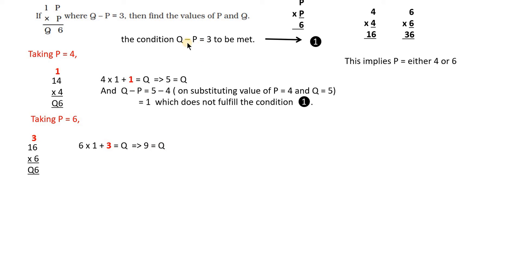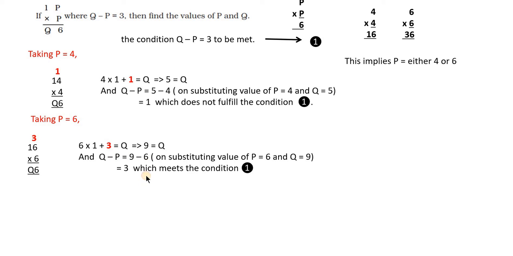Now we check the condition q minus p equal to 3. Putting 9 for q and 6 for p, 9 minus 6 is equal to 3, which meets condition 1. Therefore p equal to 6 and q equal to 9 is the set of values satisfying 1p into p equal to q6. So this is the answer.